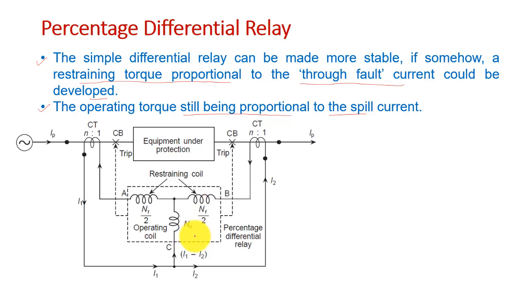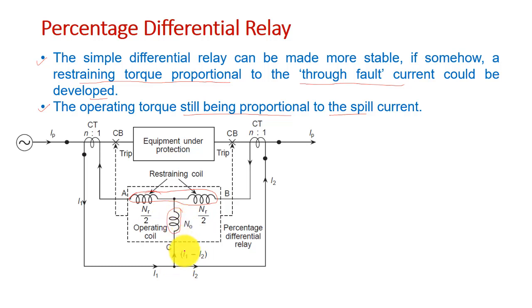Now we can see in this diagram we have two CTs, and here we have the relay. This is your percentage differential relay, which has one operating coil with the number of turns NO, and a restraining coil with the number of turns NR, which is divided in two halves and put on two different sides, the right side and left side of the operating coil. So, NR by 2 and NR by 2.